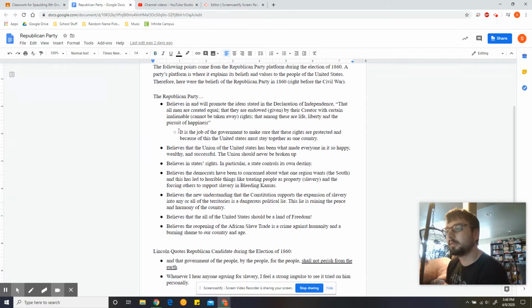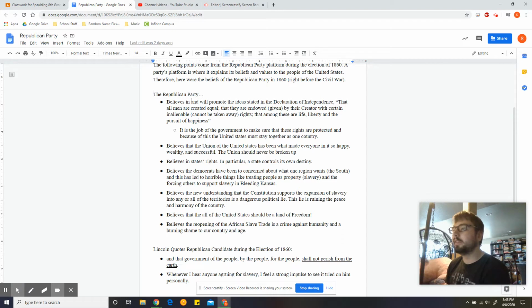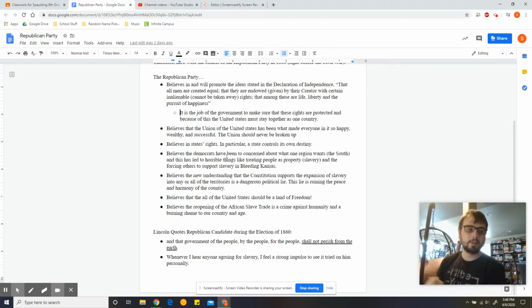The Republican Party believes in and will promote the ideas stated in the Declaration of Independence, that all men are created equal, that they are endowed, or given, by their Creator with certain inalienable, cannot be taken away, rights, that among these are life, liberty, and the pursuit of happiness. Basically what they are saying is it is the job of the government to make sure that these rights are protected. And because of this, the United States must stay together as one country. They're really going to hit on this point a lot. The United States must stay together. It cannot break apart. Otherwise, for example, they cannot protect these rights that are guaranteed.